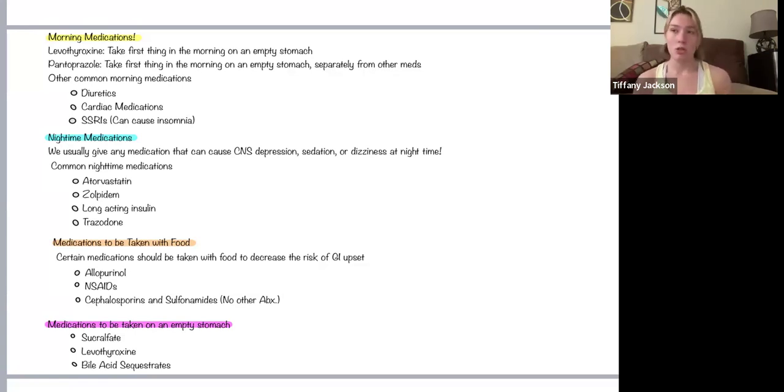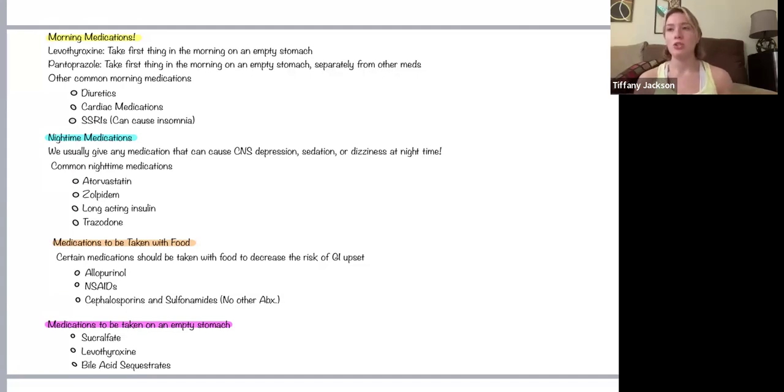NSAIDs, they strongly recommend you take NSAIDs with food to reduce the risk of GI upset and bleeds. Usually antibiotics are taken on an empty stomach. The only ones we will take with food are the cephalosporins and the sulfonamides. What medication should be taken on an empty stomach? We've talked about levothyroxine, sucralfate.